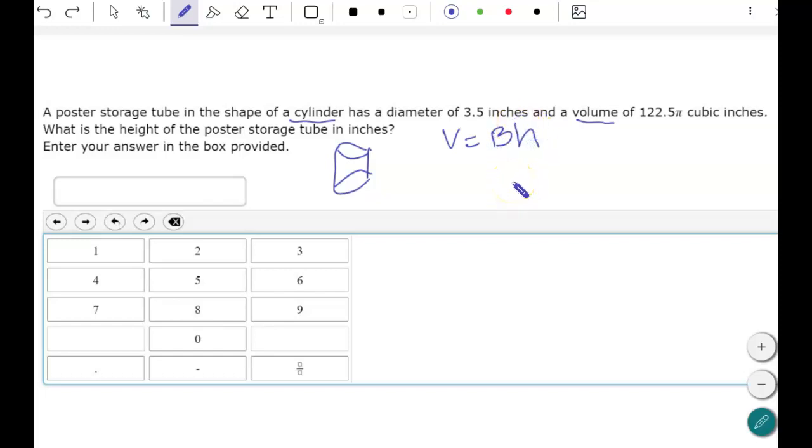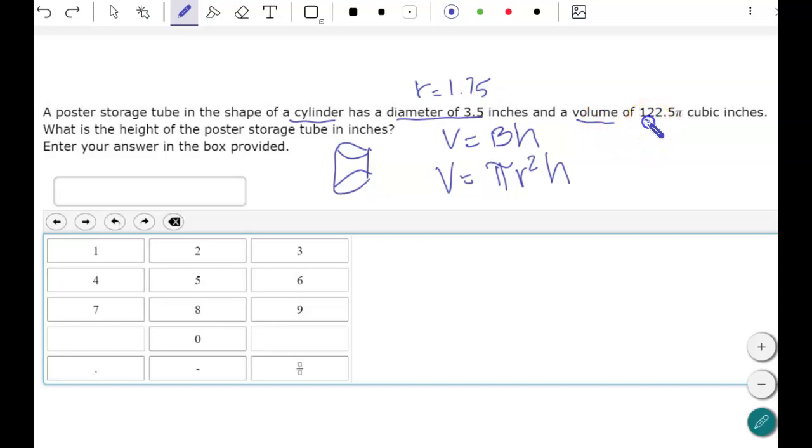So it is base times the height. So that big B means the area of the base, and then the height of the cylinder. So we're going to plug in what we know, but first of all, the base is a circle, so this is going to be pi r squared. Area of a circle is pi r squared. What do we know? We know the diameter is 3.5. We need the radius, so we're going to have to divide that by 2. So the radius, 3.5 divided by 2, is 1.75.